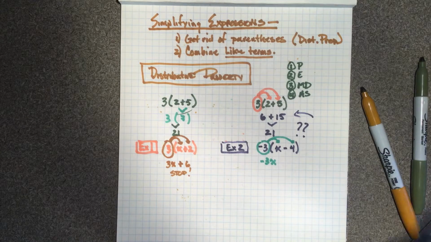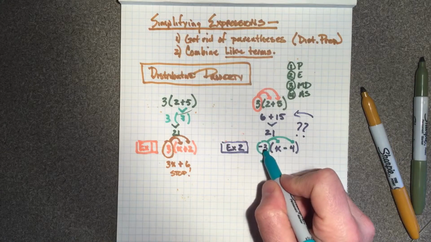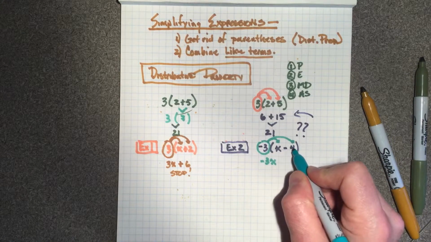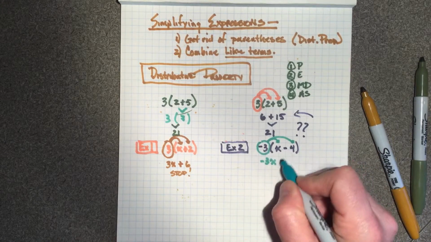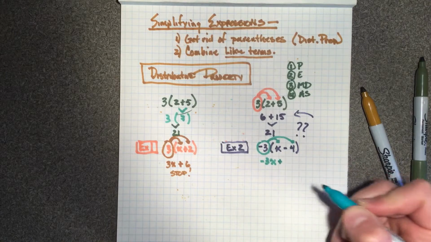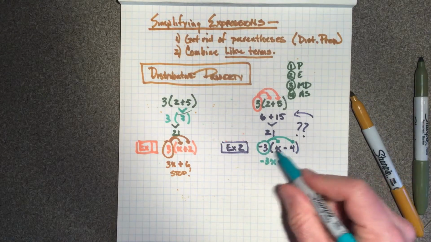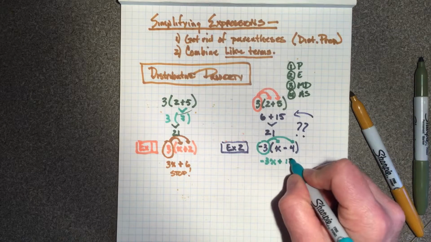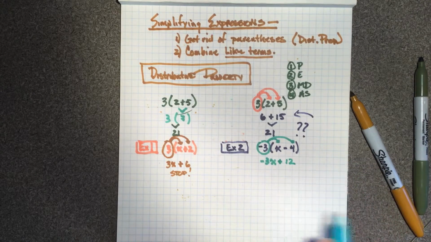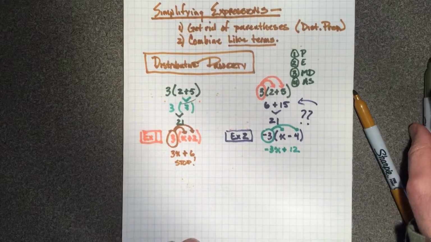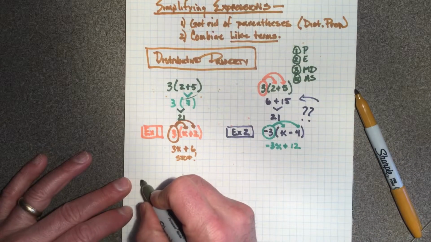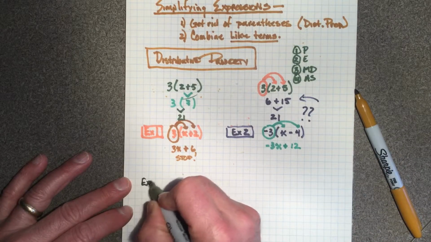Notice what we're going to multiply together. We're going to multiply a negative 3 times a negative 4. Negative times a negative is a positive, so I write a plus. And then I just do the number part. 3 times 4 is 12. And again, these are not like terms. I cannot add them together. That's as far as I can go. Let's try example 3.